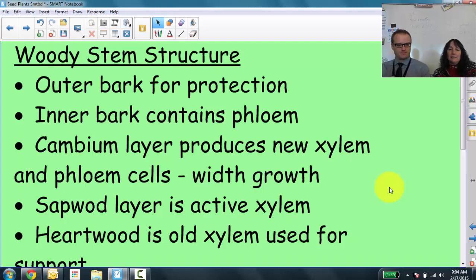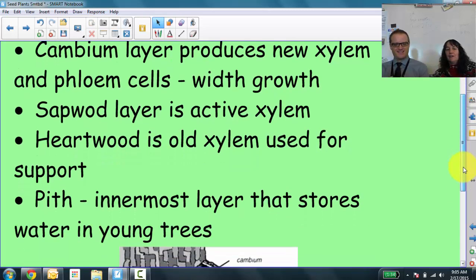Then there's a cambium layer, and that produces the new xylem and phloem. So that's what's making the tree get fatter every year. And then there's the sapwood layer, and that's the active xylem. So that's where xylem's going up. And then the heartwood is the old xylem, so that's like retired xylem. It's not really functional anymore, but it's there for support.